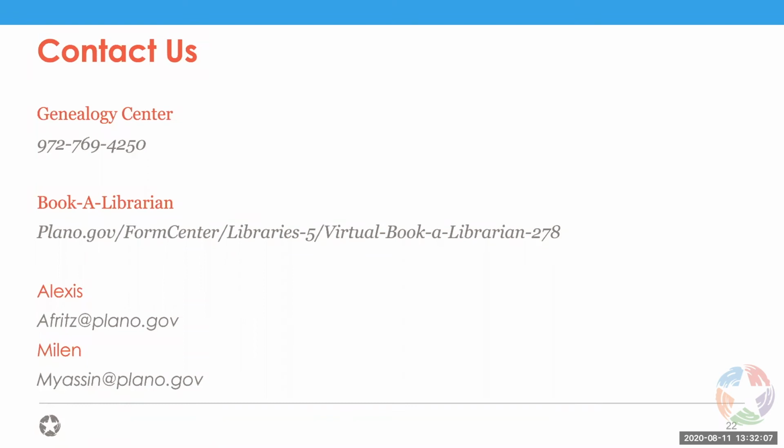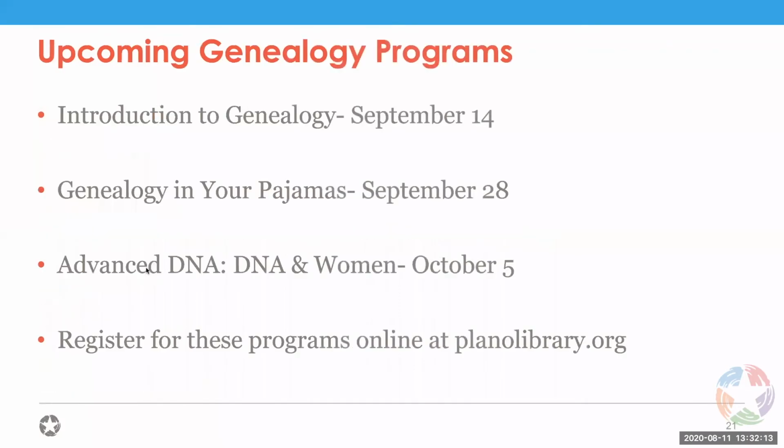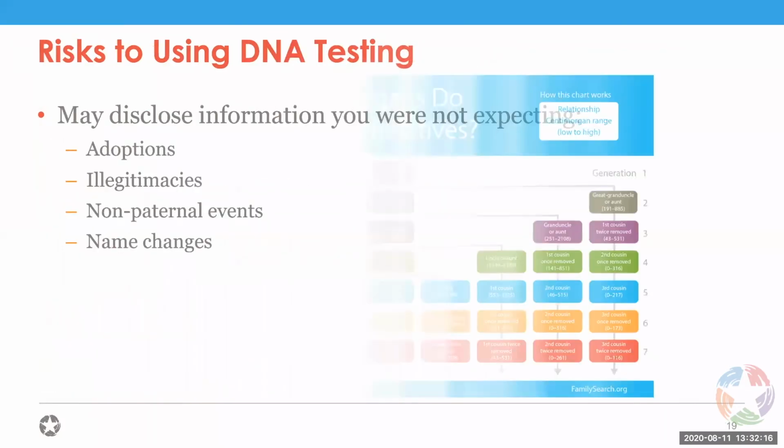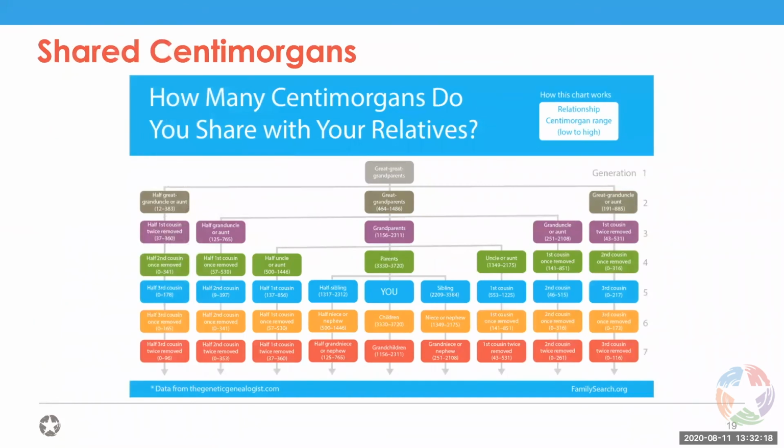Usually you can find these charts online. Many DNA companies have them on their websites. This specific chart, as you can see, is from FamilySearch.org, and then the Genetic Genealogist also publishes quite a few resources on their website as well.